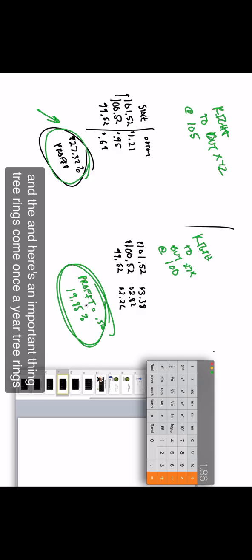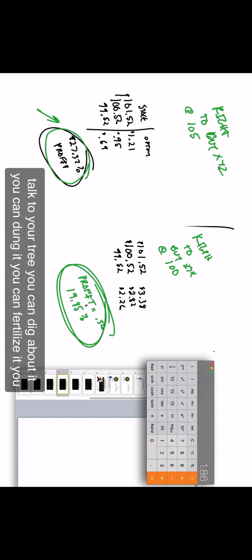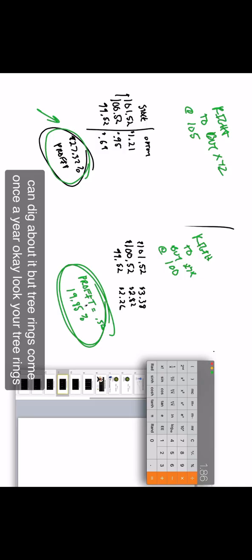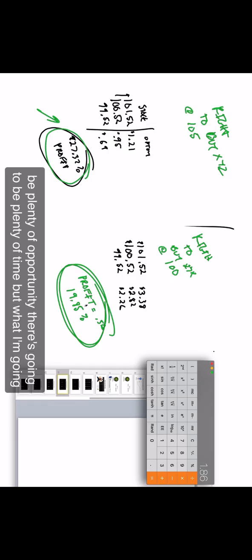And here's an important thing. Tree rings come once a year. You can water that thing. You can talk to your plant. You can talk to your tree. You can fertilize it. But tree rings come once a year. Okay, look, your tree rings are going to come once a week. There's going to be plenty of money. There's going to be plenty of opportunity. There's going to be plenty of time.